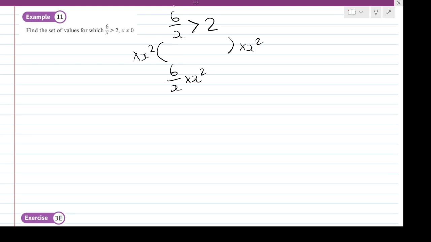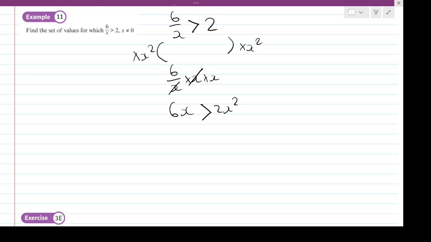Well, what's that going to be firstly? Hopefully you recognize x squared is x times x. And then we divided by an x, so that will cancel out. So you're left with 6x, okay? So overall, you're going to get 6x. And that's going to be greater than 2x squared, isn't it? Because 2 times x squared is 2x squared. Now we've got a quadratic inequality.